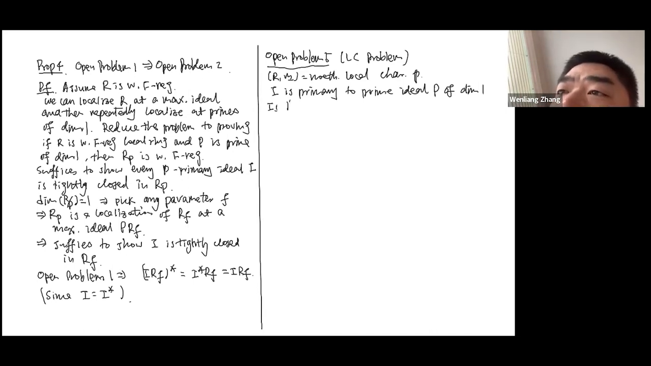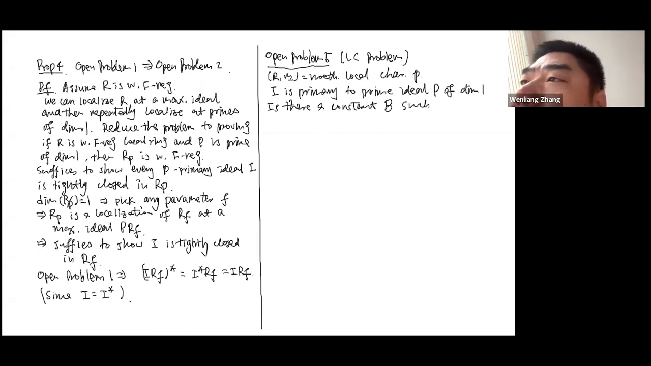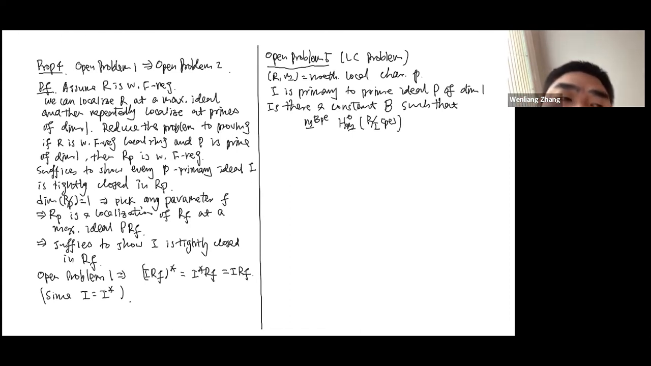The question now is, is there a constant? Let's call it capital B. Whenever I say a constant, that means it's independent of e. Such that the maximal ideal to the B times p to the e power kills the zeroth local cohomology of R modulo the Frobenius power of I. And this should be true for all e at least one.